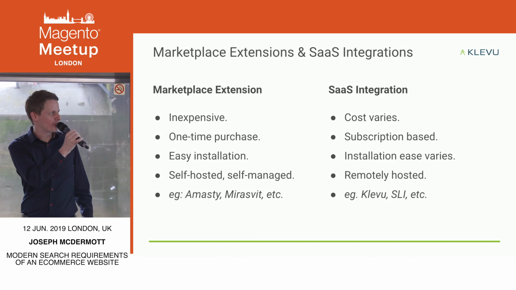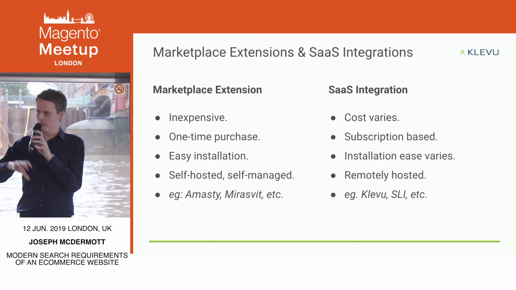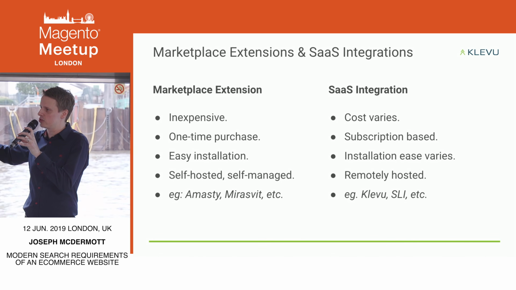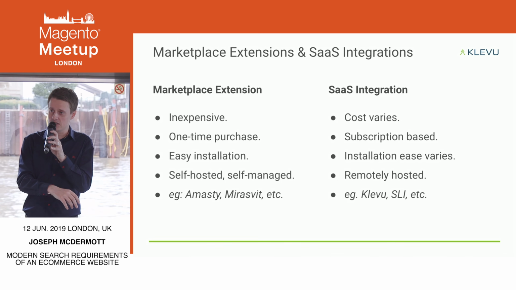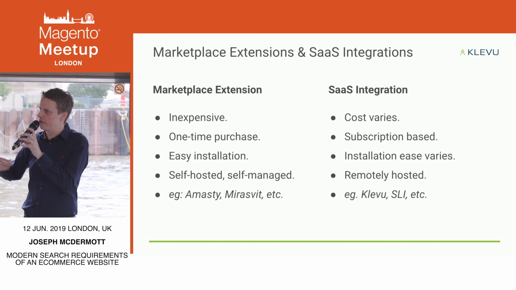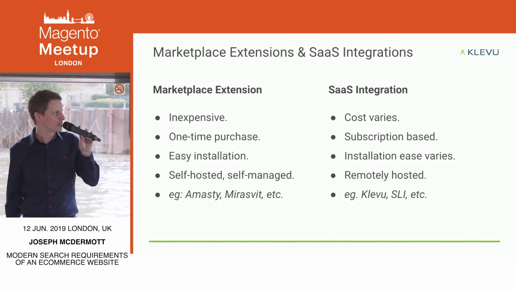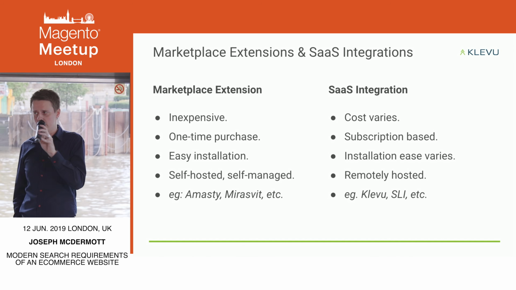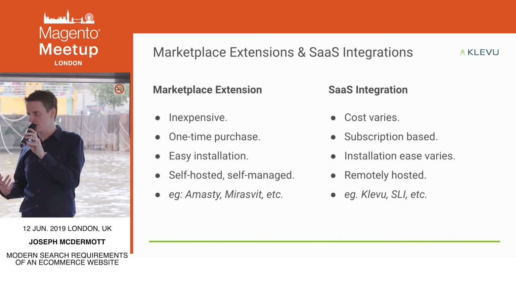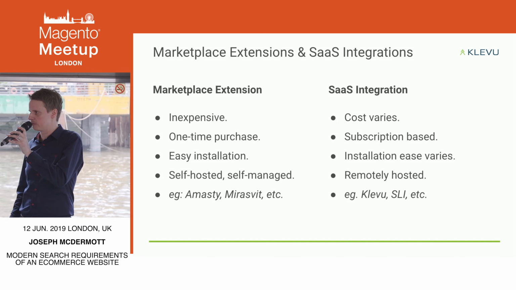Okay. SaaS integrations, on the other hand, usually involve a remote server where your Magento instance will push products to a remote location, and they will index your data. And then when a customer makes a search, you will send that search query to the remote location, then they will figure out which products to return. They're usually subscription-based, and the cost varies from vendor to vendor, as does the ease of installation. And examples of this are Klevu, like my company, SLI, Algolia. There's quite a few different vendors that provide these services.